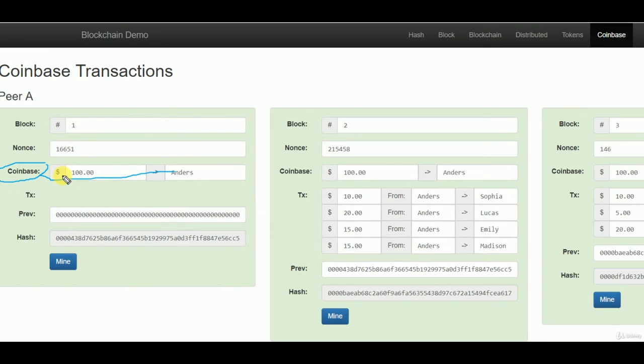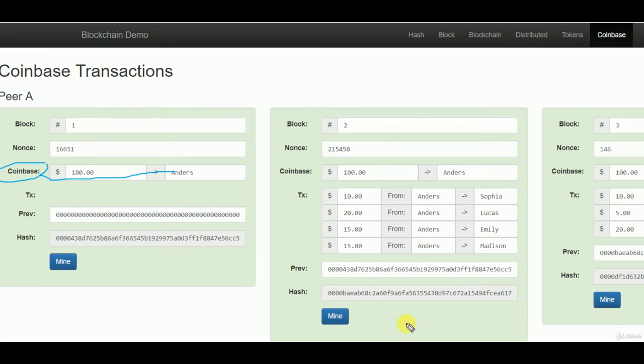So since this is the first block, as I said, the Genesis block value will be 0 for this one. Now say the next block is created. In this next block, suppose Anders is distributing his $100 to a few members. Say for Sophia, he is giving $10. For Lucas, $20. For Emily, $30. For Madison, $15. Something like that.